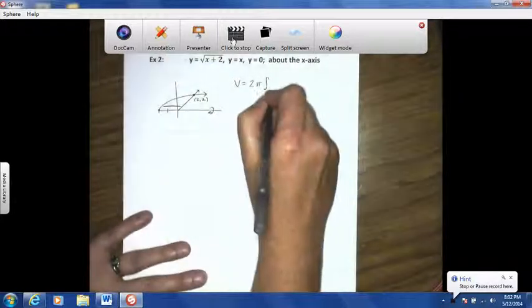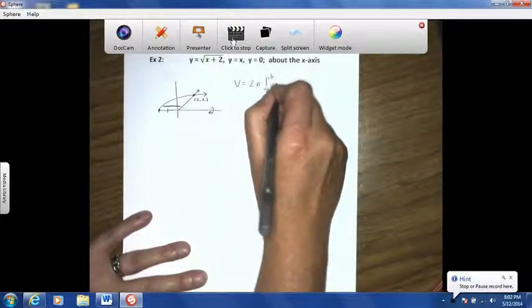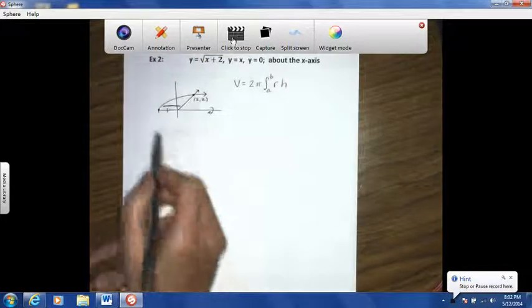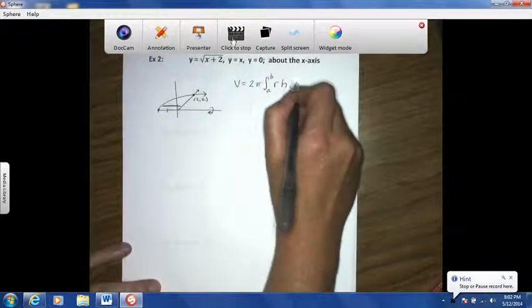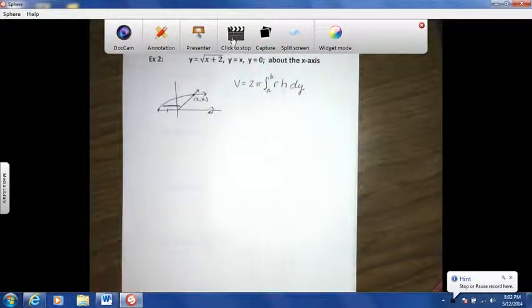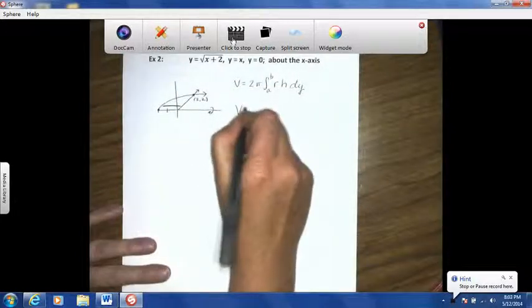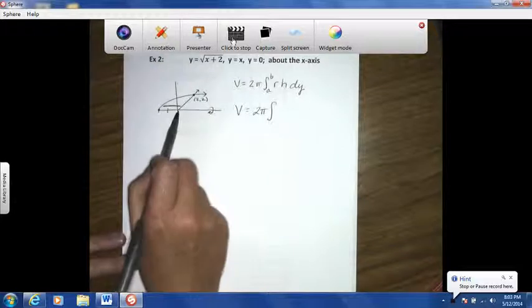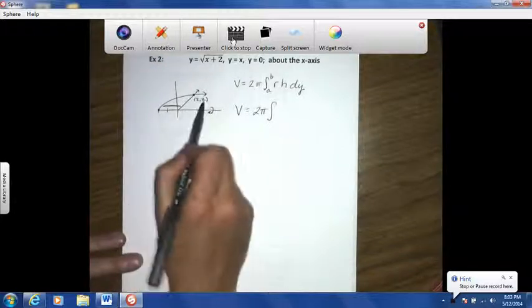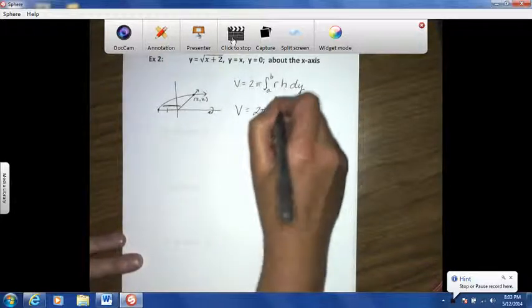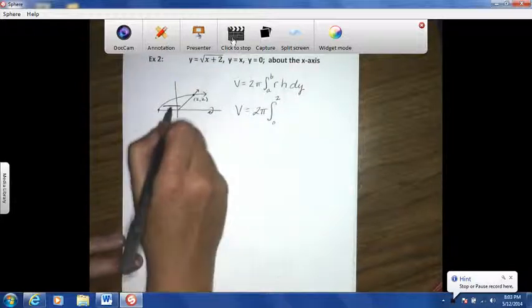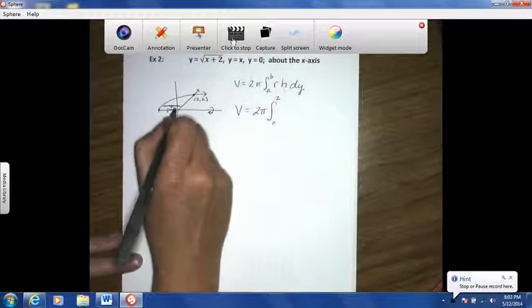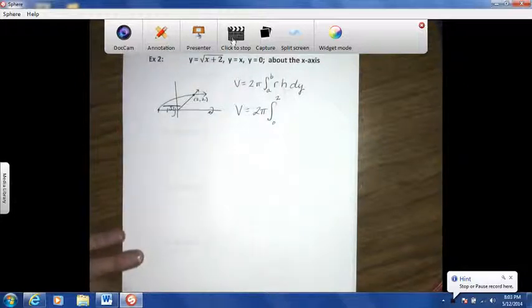So we're going to integrate from A to B of the radius times the height, and because these are horizontal, that means we're going to be working with y's. So the volume will be 2 pi times the integral. The y values are going to range from 0 to 2, and the radius, which is the distance from the axis of rotation to the rectangle, that distance is a radius value of y. So y times the height.